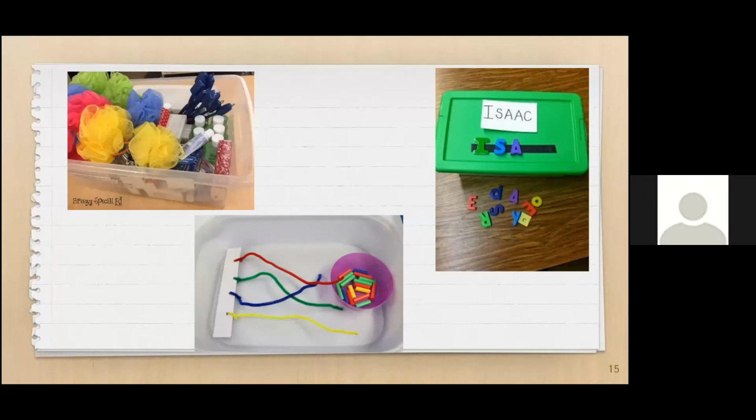So these are just examples of things that could be put inside of a workstation. The nice thing is you can see at the top, there is a bin with the little hand soaps and toothbrushes. In that bin, they're assembling hygiene kits, so each kit gets one of each of those items. You can see Isaac is learning to spell his name. The bin at the bottom is color matching. It's straws that have been cut, and they are working on matching those straws to the colored items.